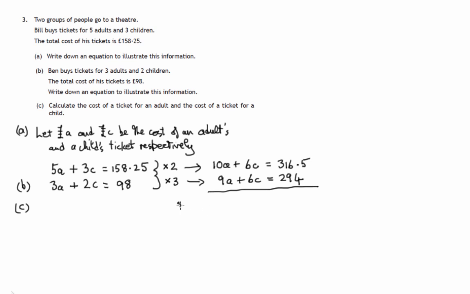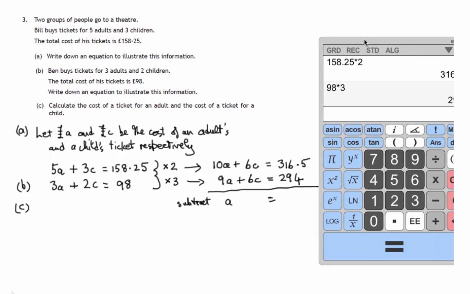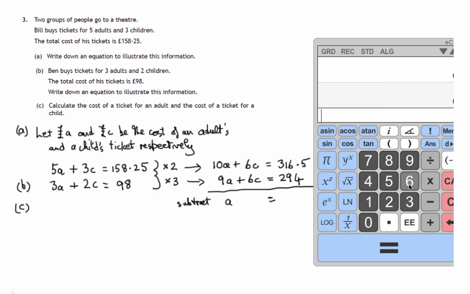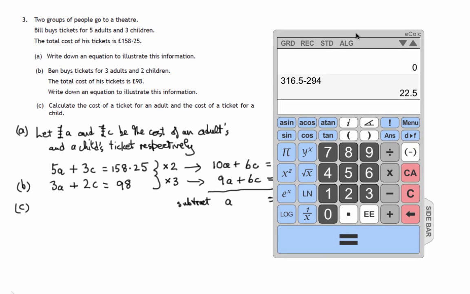Subtracting now, 10 lots of A take away 9 lots of A gives you 1 lot of A. 6 lots of C take away 6 lots of C. These vanish. And then 316.5 minus 294. Let's try that. 316.5 minus 294. And that comes to 22.5.